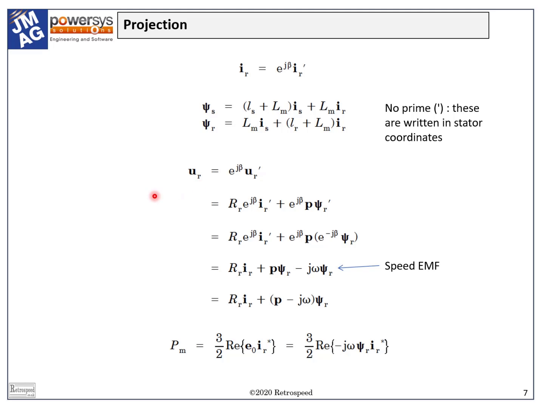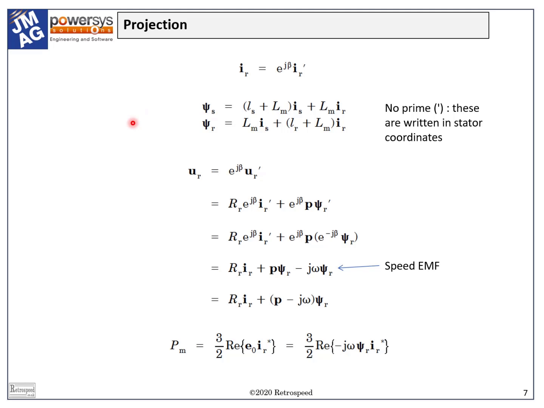In this case, the transformation of a space vector from one frame of reference to the other involves nothing more than a rotation operator, which we see here as e to the j beta, between the primed set, the rotor frame, and the unprimed set, the stator frame. Beta is the angle between the two reference frames, and the transformation by e to the j beta, or e to the minus j beta going the other way, is known as a projection or a rotation transformation.